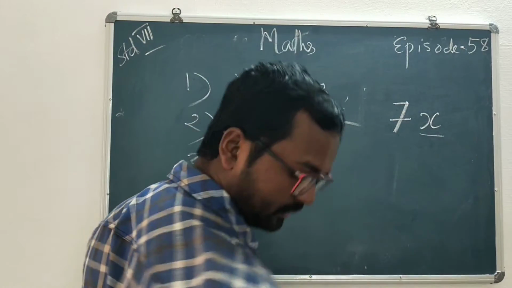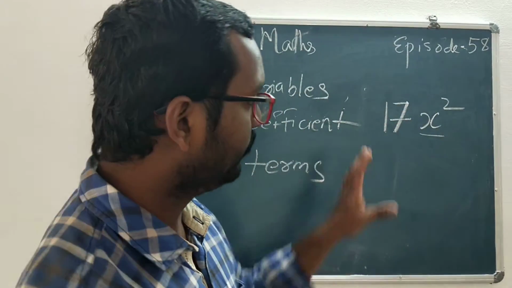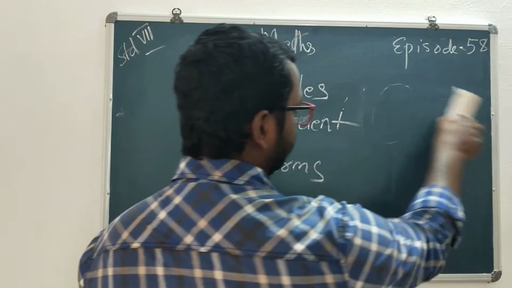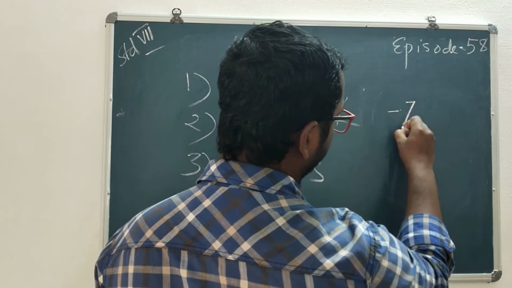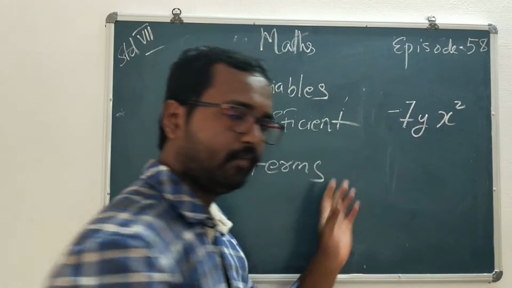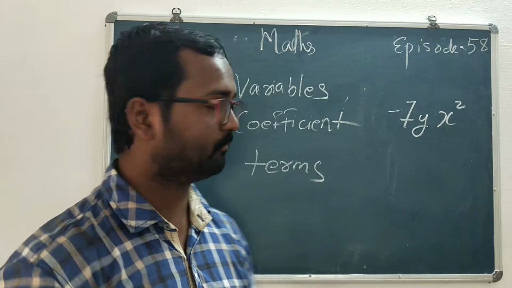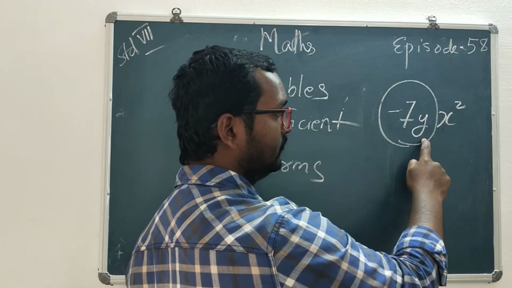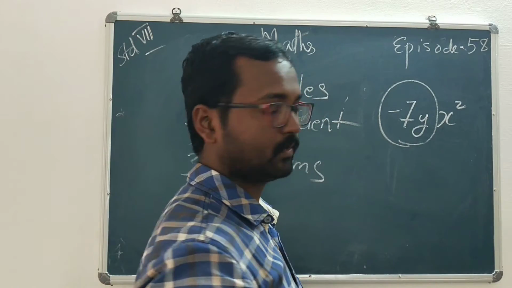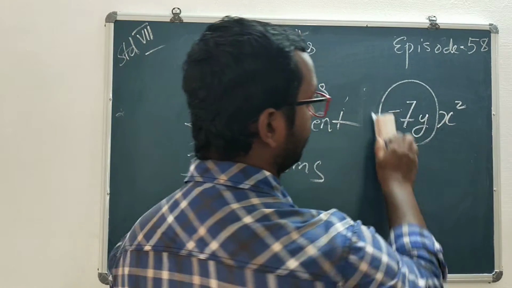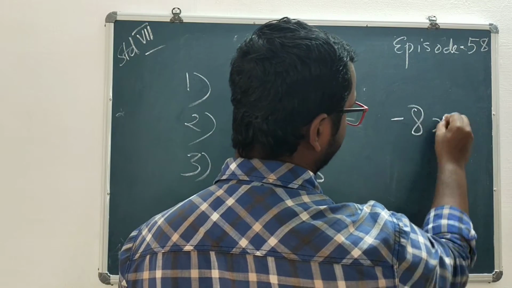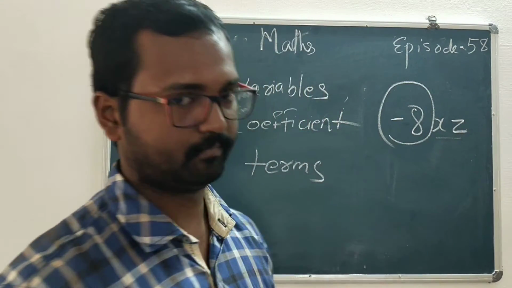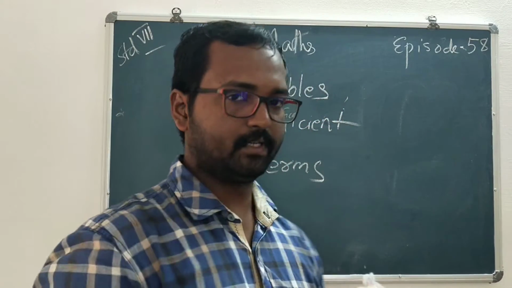So let's say I write 17x square. Now if I ask you what is the coefficient of x square, your answer should be 17. Let's say now I write minus 7y x square. Now if I ask you what is the coefficient of x square, your answer should be minus 7y. This entirely is the coefficient of x square. Okay, although y is also a variable, this entirely is the coefficient of x square. So if I ask you what is the coefficient of xz, the answer is minus 8. Okay. So I hope you have understood what is coefficient.